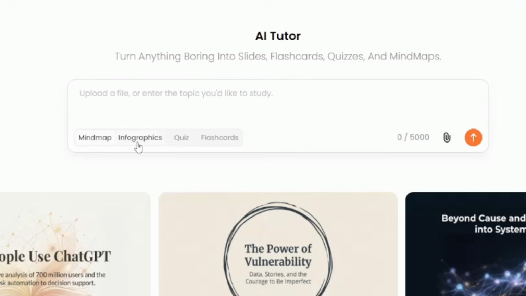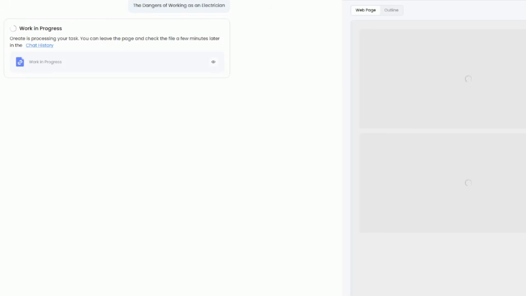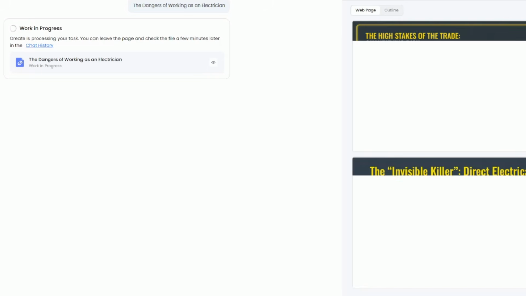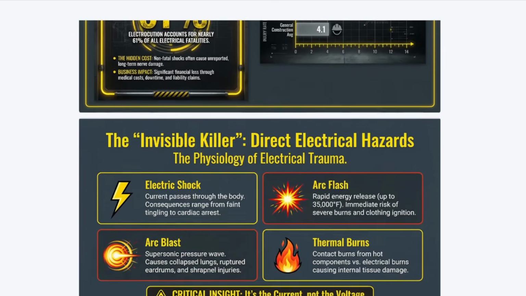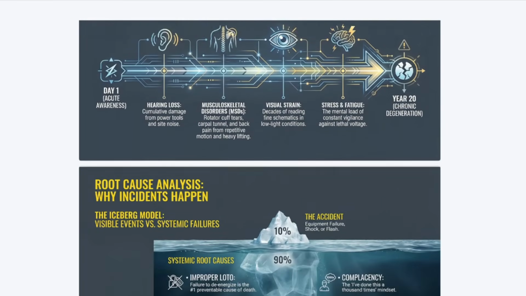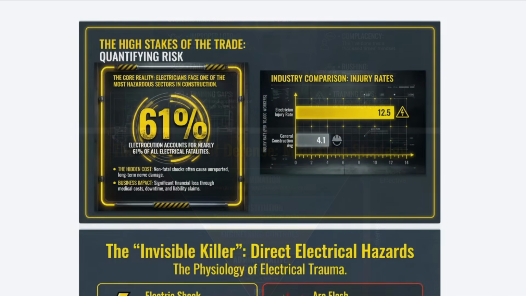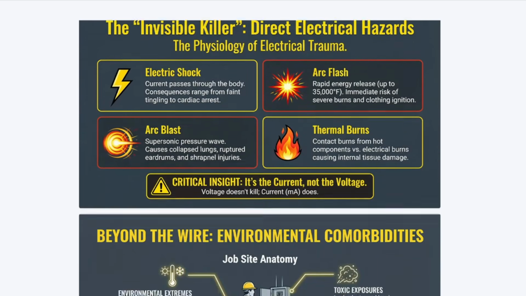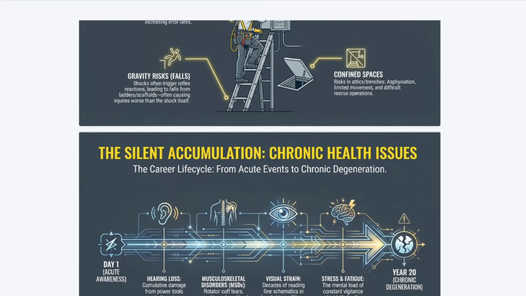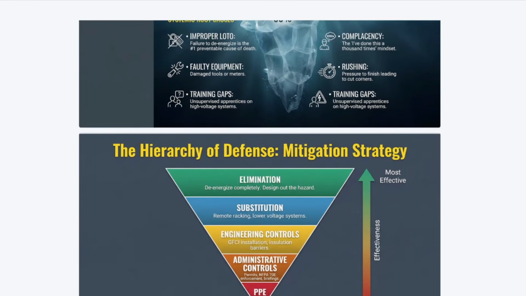Next is Infographics. Just paste in your topic, select Infographics, and hit Generate. And within a few moments, the AI creates a clean, organized visual infographic breaking down the key points automatically. This feature helps visualize abstract or complex concepts, formulas, and principles, making them easier to understand and remember. Instead of just reading about safety risks, the AI can organize the information into a clear, structured visual format that highlights key points, statistics, and cause and effect relationships. It's great for presentations, study guides, or even explaining technical topics in a simplified way.